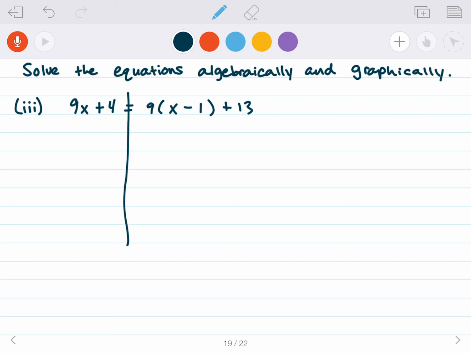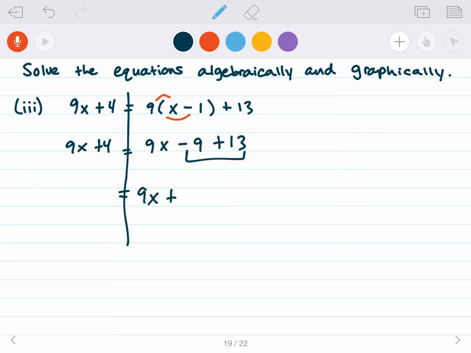We're in mx plus b form. The right side we need to clean up a little bit. So to clean it up, I'm going to use the distributive property as usual, and 9 times x is going to give me 9x. 9 times -1 is -9. On the other side, I'm left with 9x plus 4. And so I can combine these terms here to give me 9x plus 4.